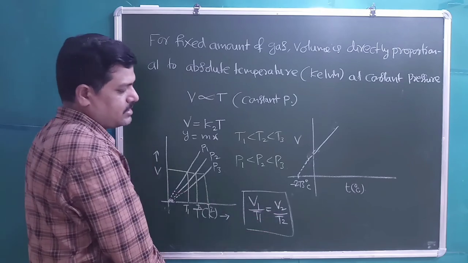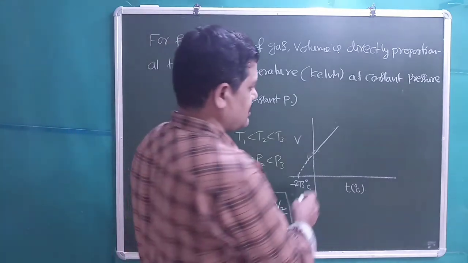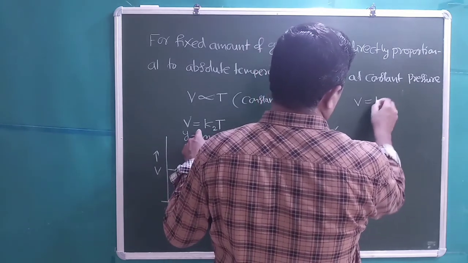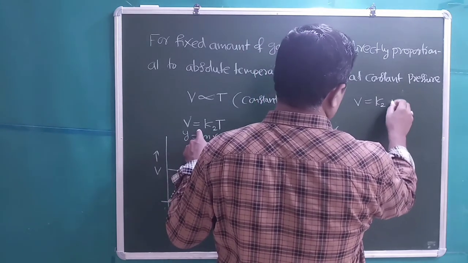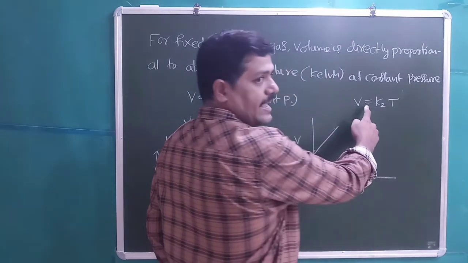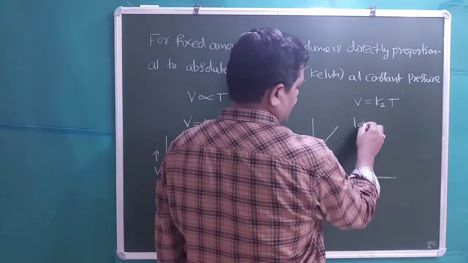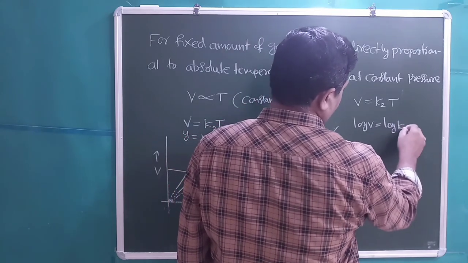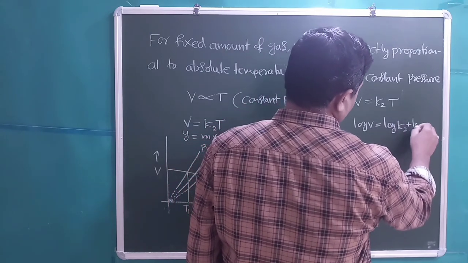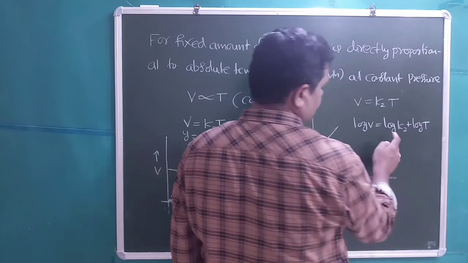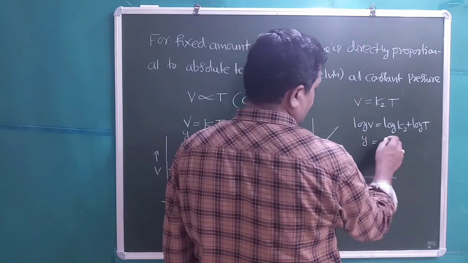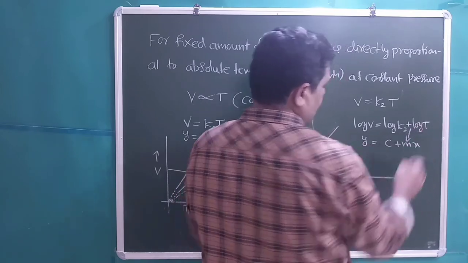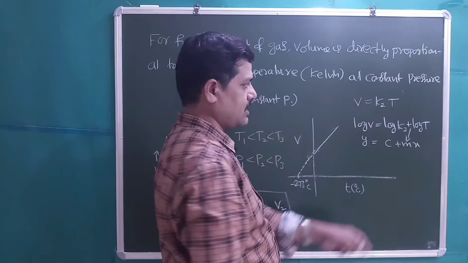For example, students, if we take log V versus log T, V is equal to, I am writing it as K2 into temperature T. So take logarithm on both sides. Log V is equal to log K2 plus log T. We are getting this in the form of Y is equal to C plus Mx. Here the slope of the line is 1, right?